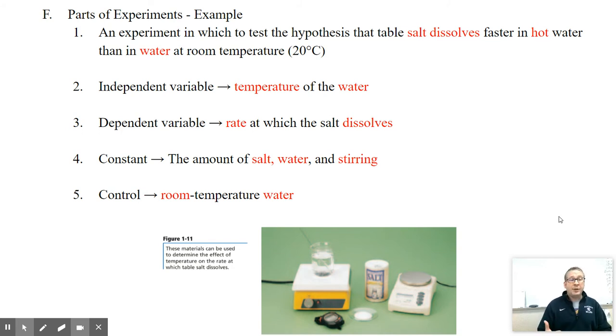And then your control will be the room temperature water. It's the water that has not been messed with temperature-wise. It is simply water that is at the same temperature as the room. No added heat to it or heat taken away. It's just normal water that's sitting out.